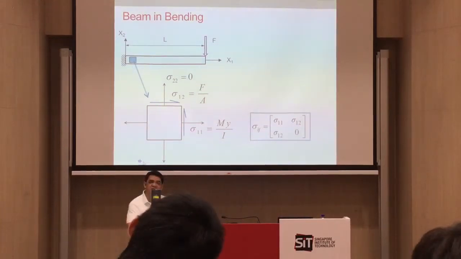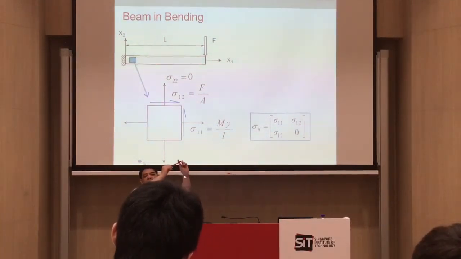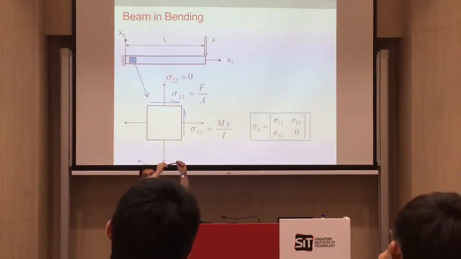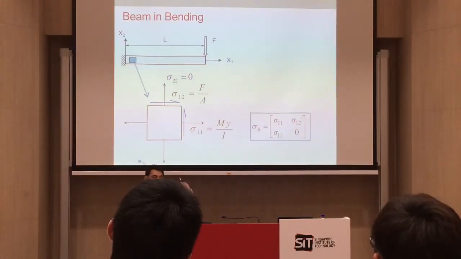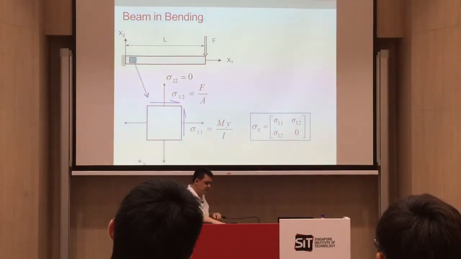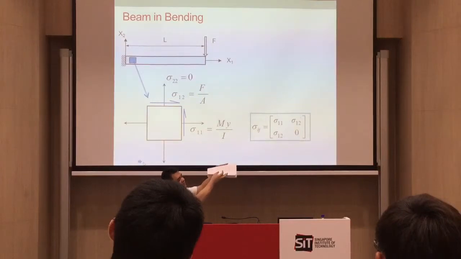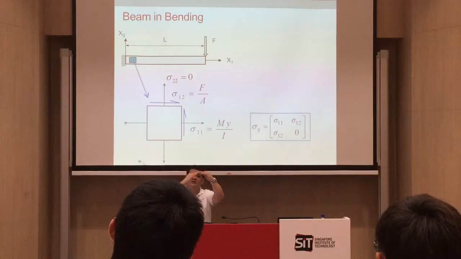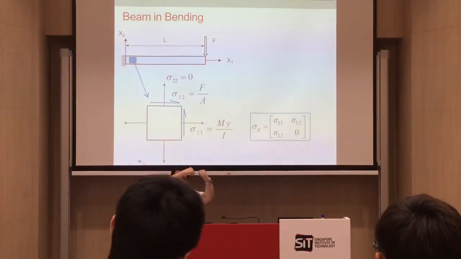What happened here is that we have a force applied at the end of a cantilever beam, so there will be bending. If we're going to look at that infinitesimal element at that beam, it's bending, yes, but if we try to observe what's going on to that infinitesimal element, it's actually a normal stress. It's something stretching your element.